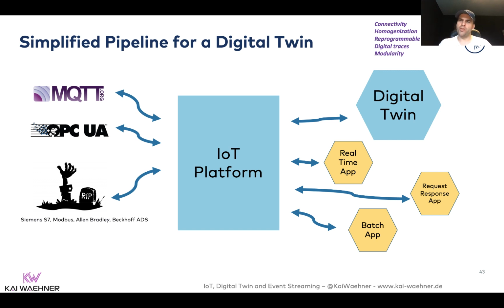In addition to the digital twin, you typically also have other use cases, like for example, for doing some kind of analytics or BI dashboarding, or for combining it into completely other business use cases, or for providing access from your mobile app with request response, right? So this is now the simplified pipeline for a digital twin. And now on the top right, you always see these 5 characteristics for digital twin: connectivity, homogenization, reprogrammable and smart, digital traces, and modularity. And I now show you 5 different scenarios and architectures, and we'll always discuss these characteristics there.